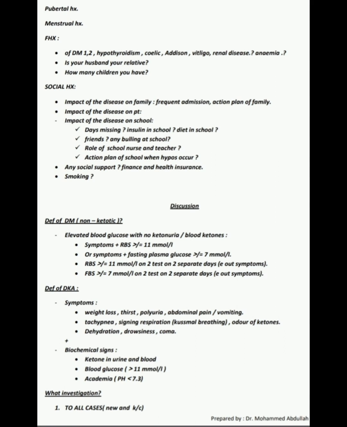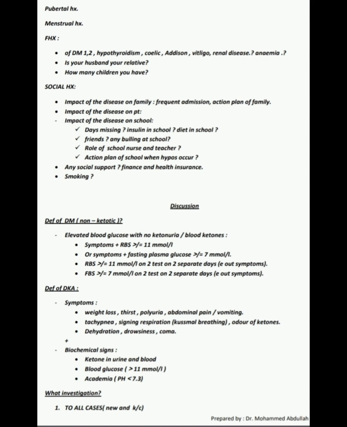Then social history. For social history, we will ask about the impact of the disease on the family, frequent admissions, action plan of the family, impact of the disease on the patient, and impact of the disease on school. Is he missing days, insulin in school, diet in school, friends, any bullying at school, role of the school nurse and teachers, action plan of the school when hypo occurs, any social support, finance and health insurance, and whether smoking is present or not. Now, this is the full history of insulin-dependent diabetes mellitus.